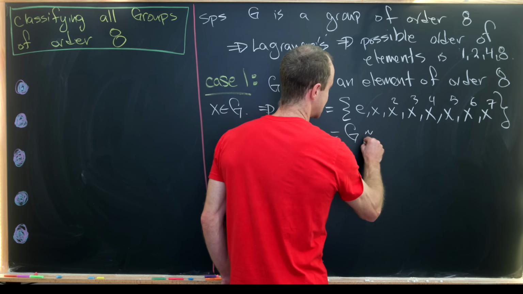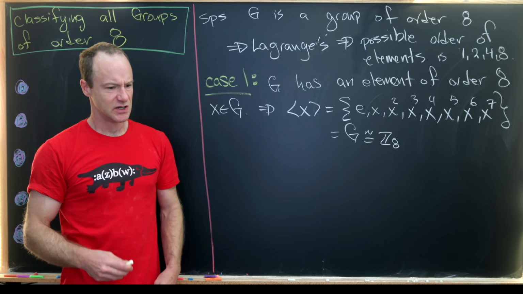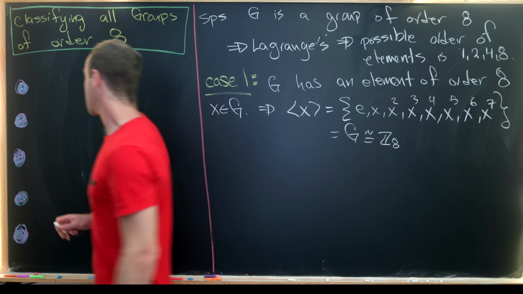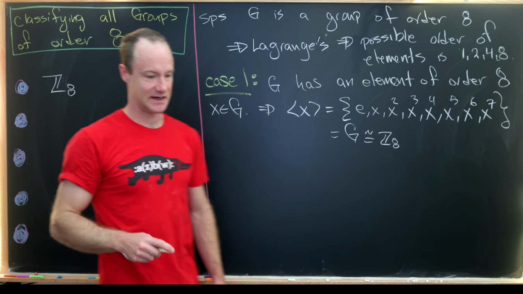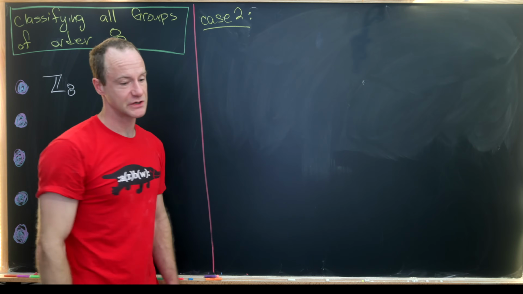If G is a cyclic group of order 8, we know that it must be isomorphic to Z8, kind of by the uniqueness of cyclic groups. Okay, so that gets our first isomorphism class over here, which is Z8. Now let's move on to our next case.